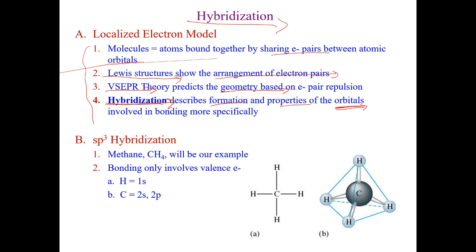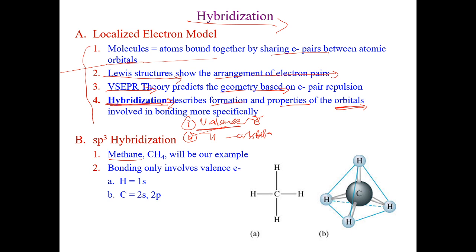Now, here is the difference. Hybridization considers both the valence electrons and the valence orbitals. The first concept only considers the valence electrons. So now let's take our example, methane. Let's look at methane as our example.